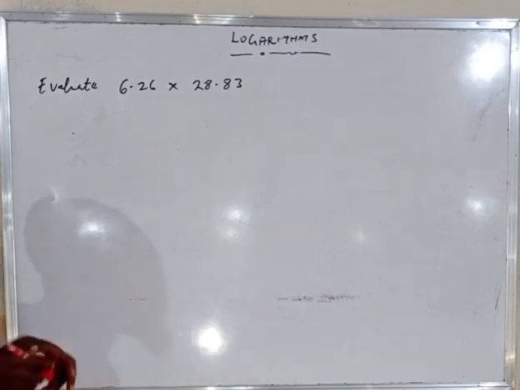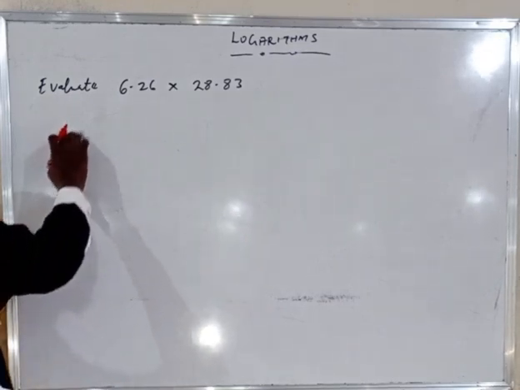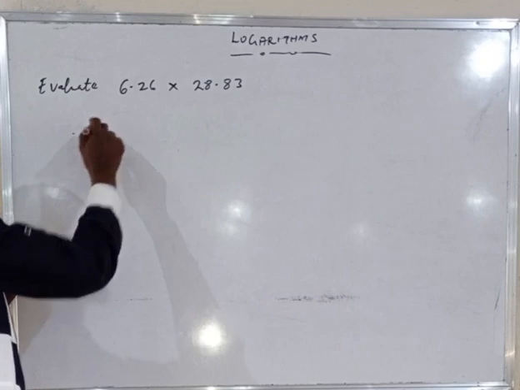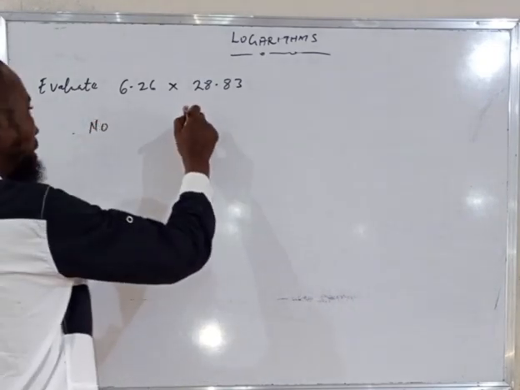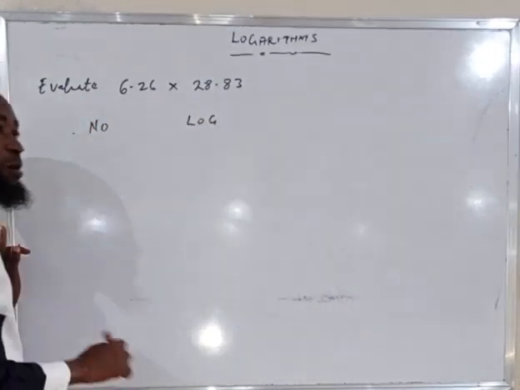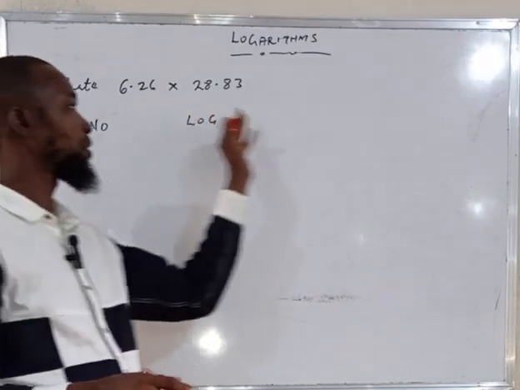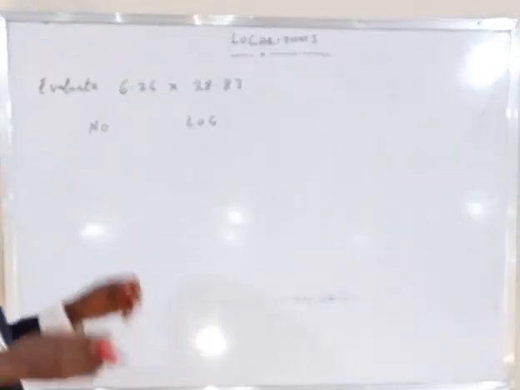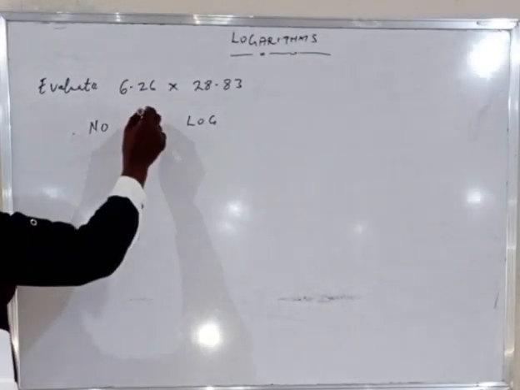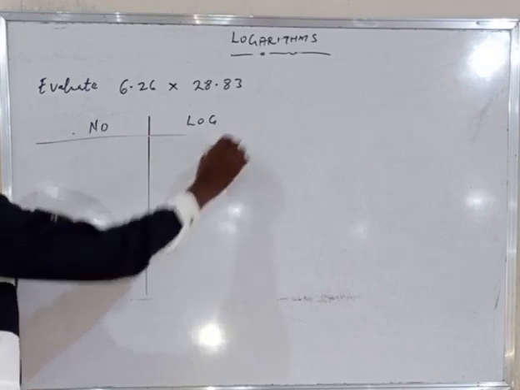So in order to do that, you create 2 columns. One column is called number. The other is called logarithm. In a more complex question, you can have 3 columns or 2 columns. So you can rule it like this.